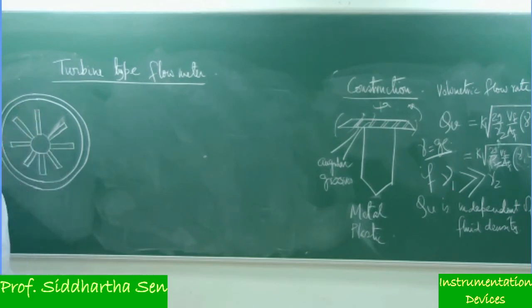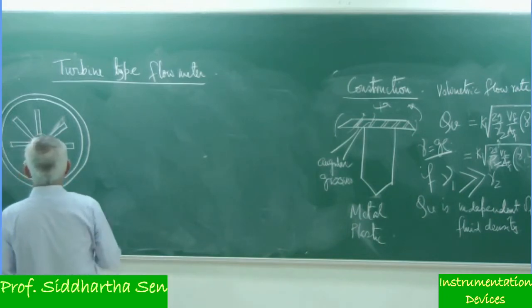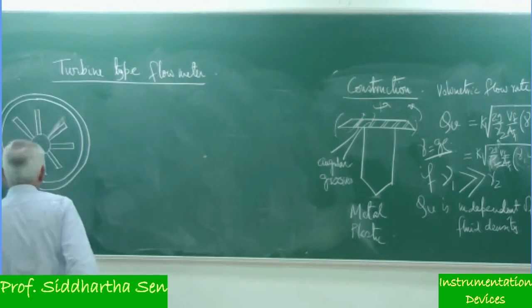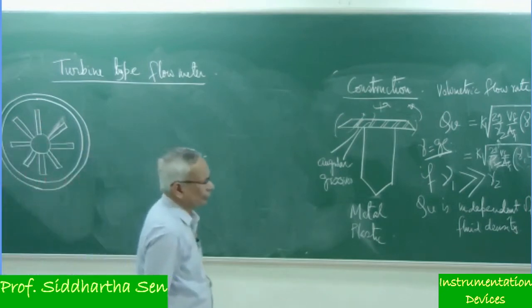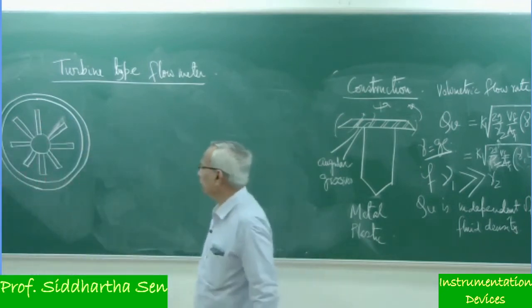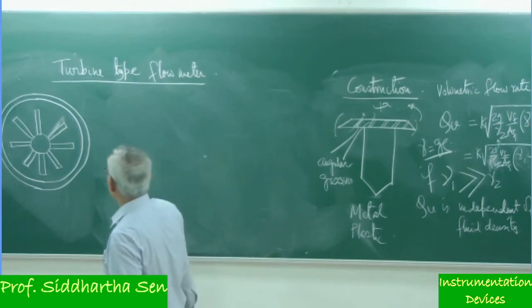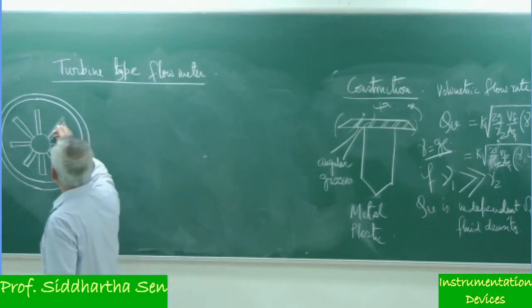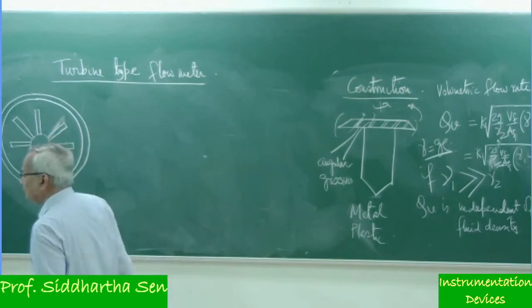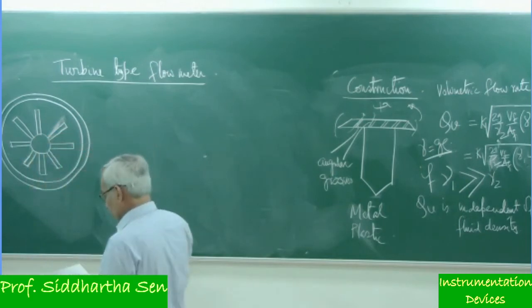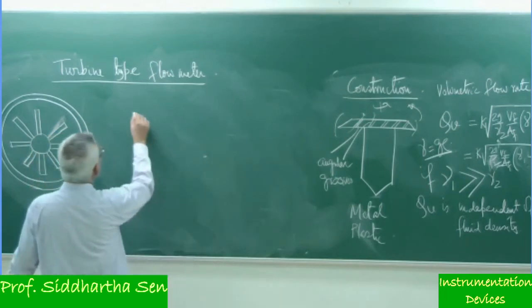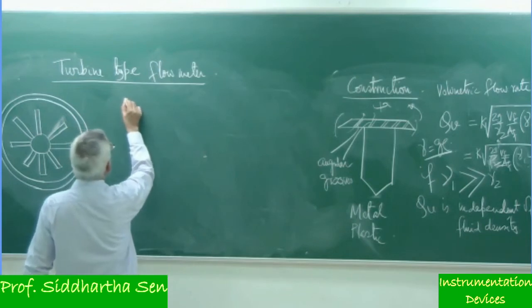So what we do is that this is the front view of it. There is a turbine. So as the flow passes through it, the turbine should rotate. But for that, the blades of the turbine must be angular. So what is the construction?